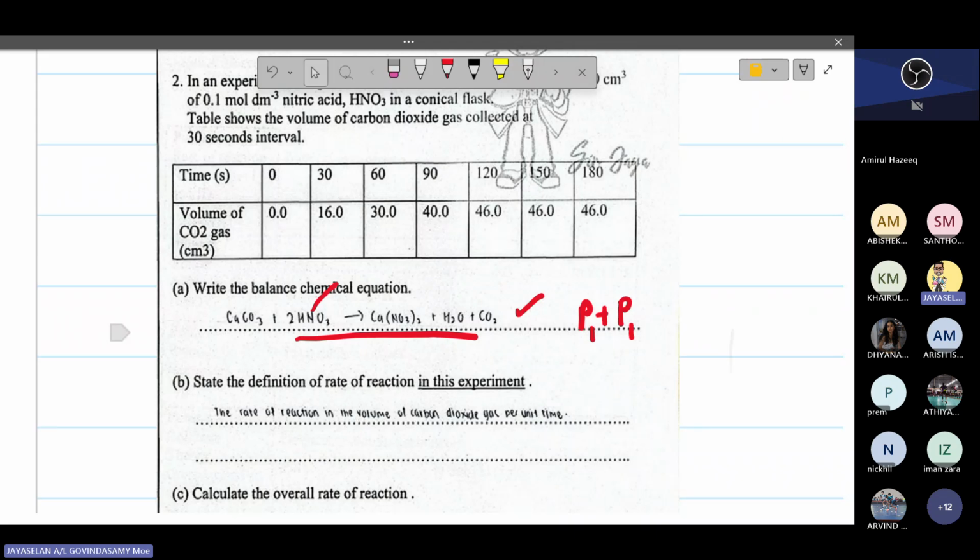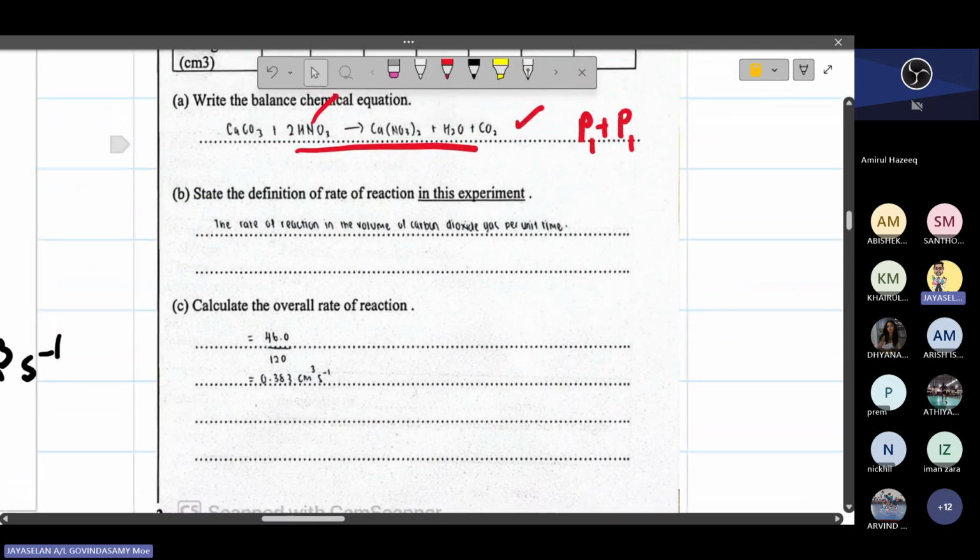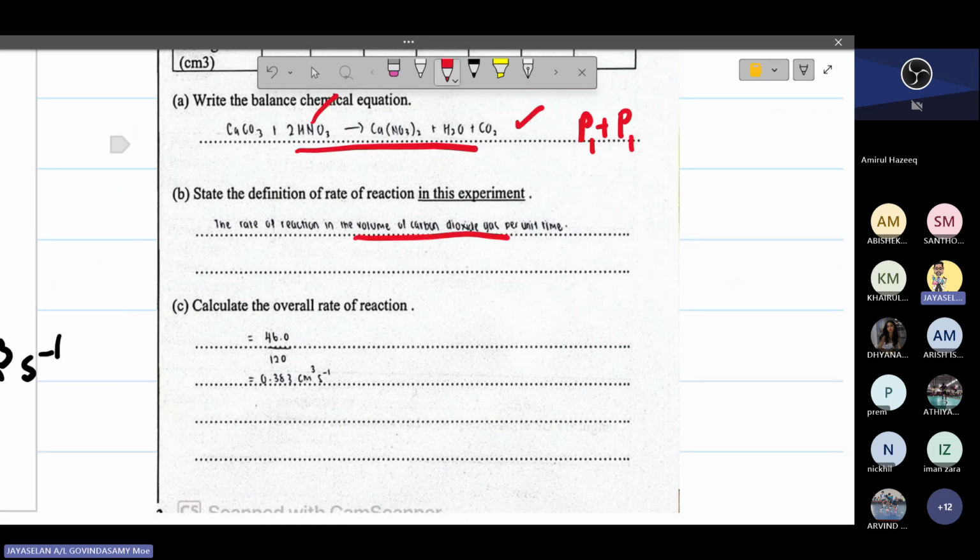Okay, 2 marks. And the rate of reaction. The rate of reaction is the volume of carbon dioxide gas per unit time taken. No mark given. She already put in effort, but one word is missing. Anyone? What word is missing here?